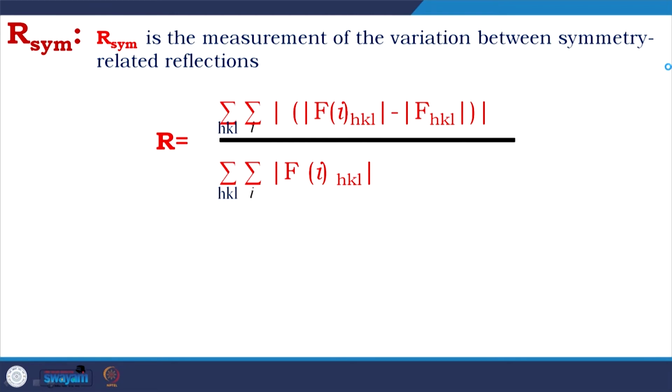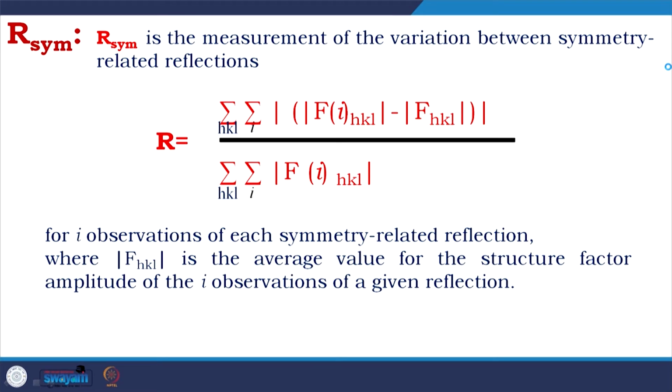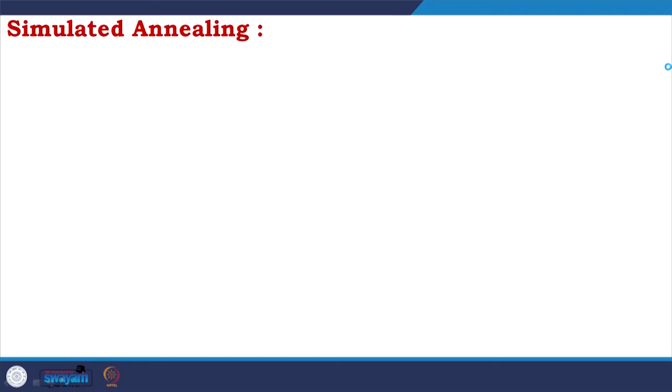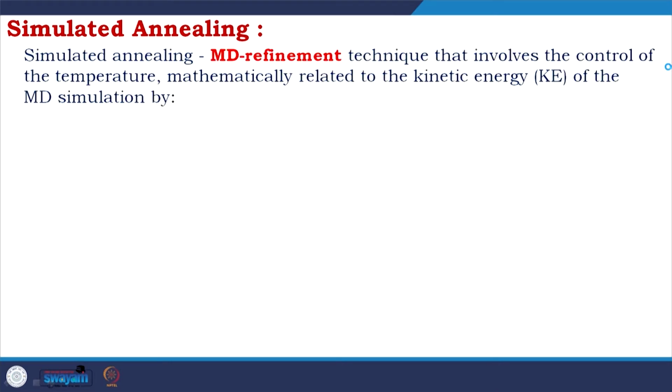R sim is the measurement of the variation between symmetry related reflections. You see the summation over H with the summation over I, where I is the index of observations. We talked about F I H minus F H by the summation of F I H, for I observations of each symmetry related reflection, where the absolute value of F H is the average value for the structure factor amplitude for the I observations of a given reflection. I already told you that I am not talking about simulation here, but one I think would give you at least a perspective.